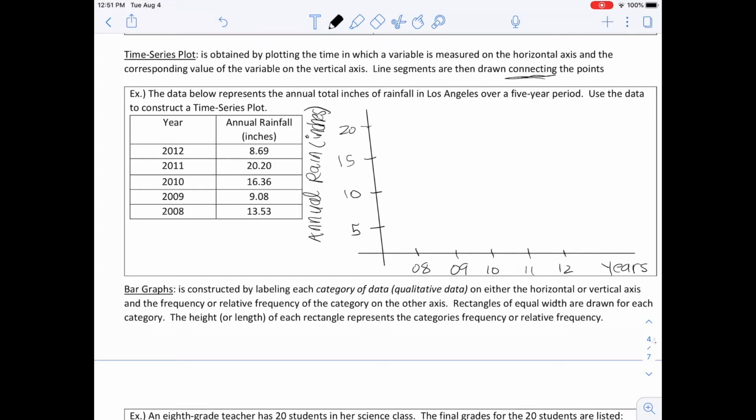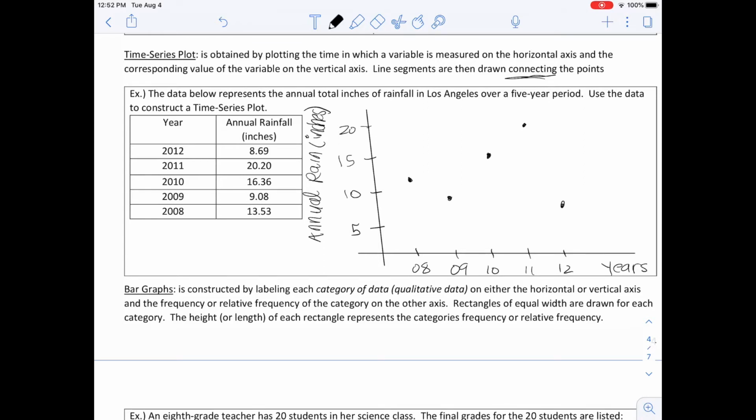So from here, I'm just going to go ahead and plot a point for each of these years. So in 2008, the rain was 13.53. Do the best that you can. 2009 is a little bit less. This is at 9.08. In 2010, it was 16.36. And 2011, we had 20.20. And then in 2012, we had 8.69, so the smallest of our values.